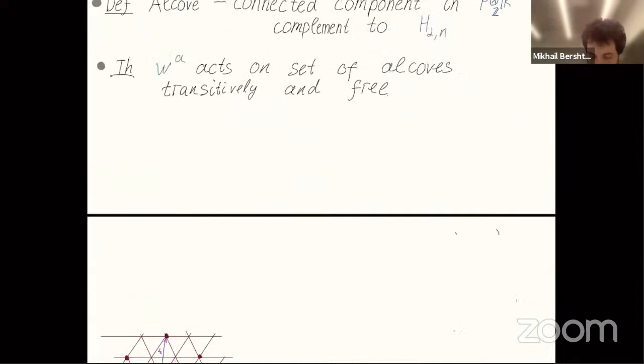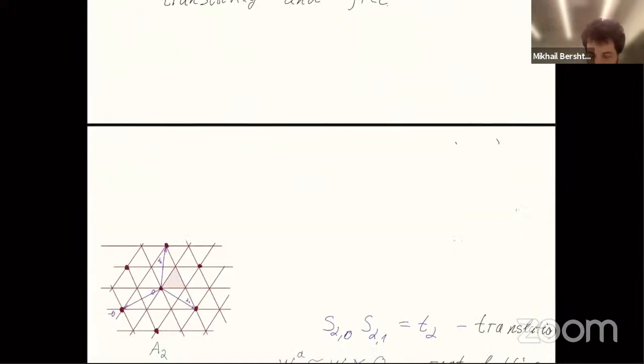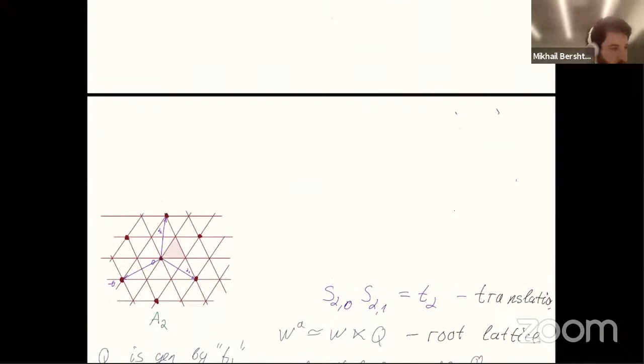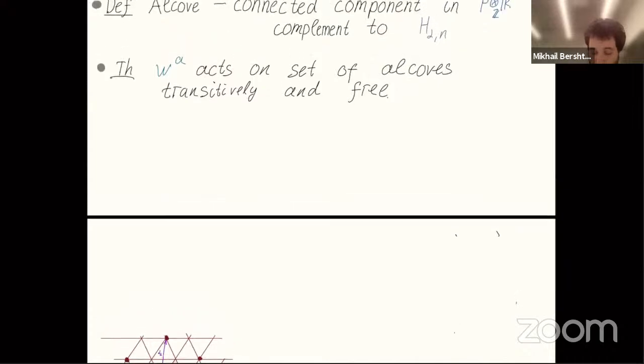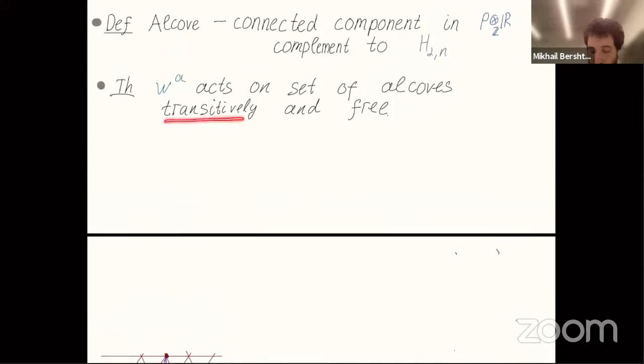So what I'm saying is that each element is determined by the group W_A, which is generated by all these reflections, permuting these alcoves. And if we know where the fundamental alcove goes, then we know the corresponding element. So there is a bijection between alcoves and group elements. This is stated as: acts transitively and freely.